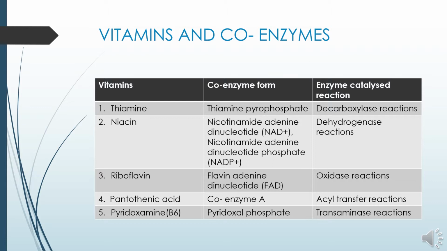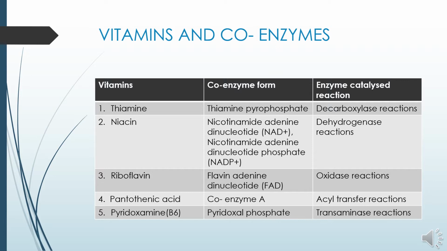Next vitamin is pantothenic acid, in which the coenzyme form is coenzyme A, and the enzyme catalyzed reaction is acyl transfer reaction. The acyl transfer reaction consists of two reactants, an acylating agent and a nucleophile. The rate of reaction is dependent on the acylating agent and the nucleophile.